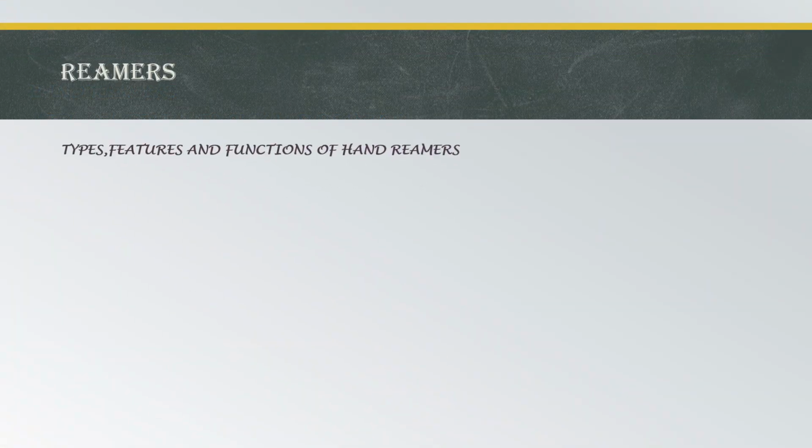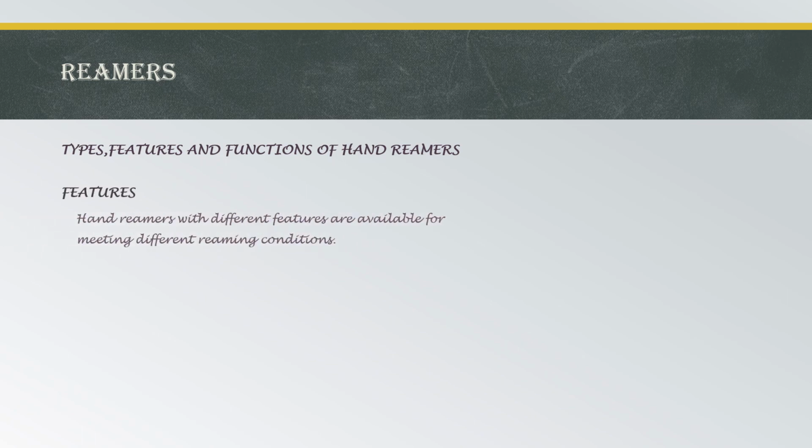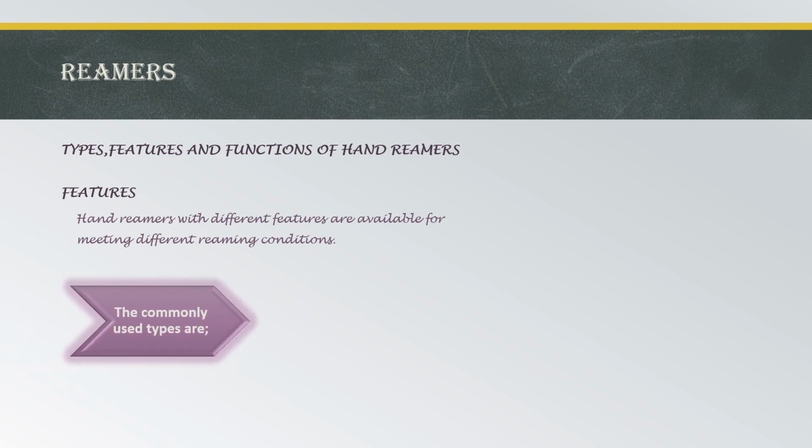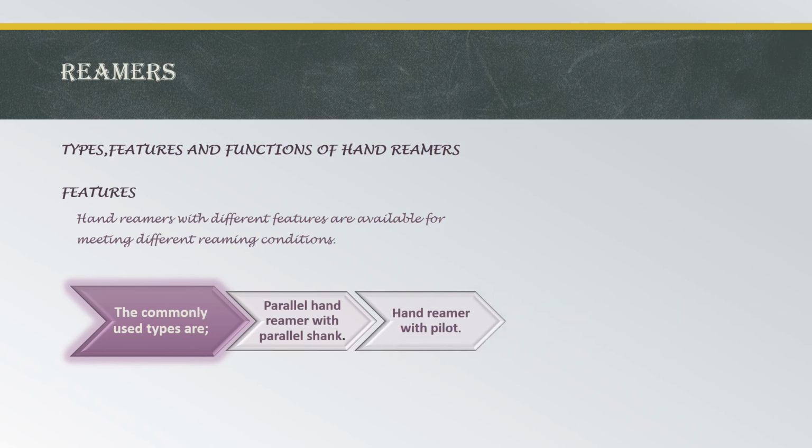Types, features and functions of hand reamers. Features. Hand reamers with different features are available for meeting different reaming conditions. The commonly used types are parallel hand reamer with parallel shank, hand reamer with pilot, socket reamer with parallel shank, taper pin hand reamer.